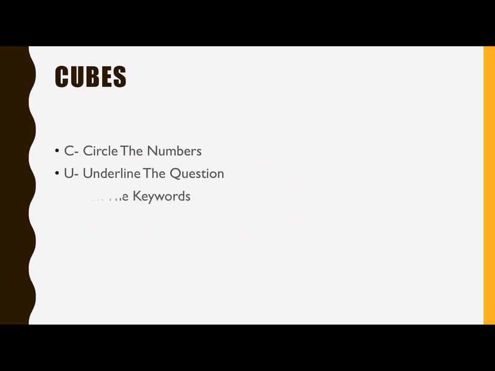But let's review. C, circle the numbers. U, underline the question. That's super important so that you know what you need to do to solve the problem. B, another one that's super important. Box the key words. Please remember that how many, just how many, is not a keyword. E is evaluate. So that's when you look at everything that you've done, you underline the question, you circle the numbers, and you box the keywords, and you think to yourself, what operation do I need to use to solve this problem? And finally, S is solve and check.